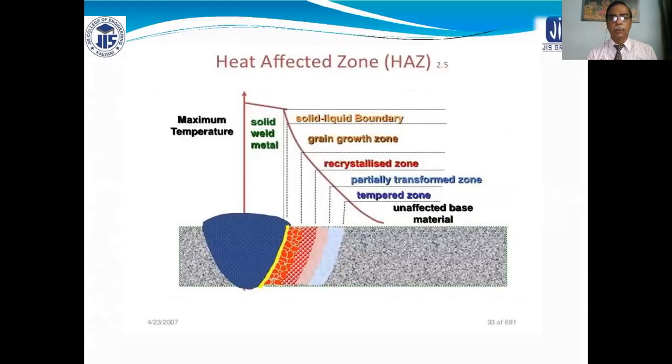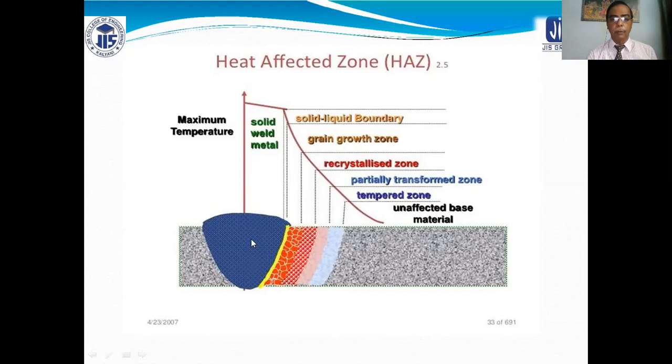This is the heat affected zone, which has some maximum temperature. This is the solid weld metal, the deposited material. This is the maximum temperature, and this zone is the solid-liquid boundary. This is the grain growth zone. This is the recrystallized zone, and this is the partially transformed zone. This is the partially transformed, tempered zone, and this is the unaffected base material.